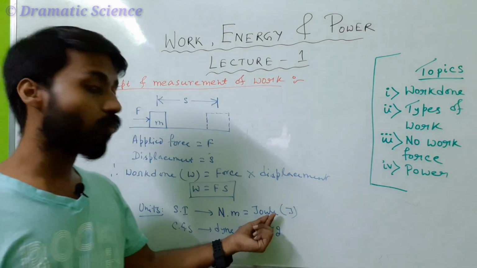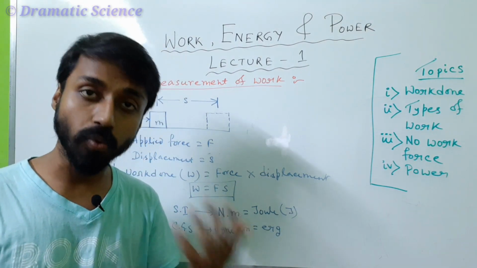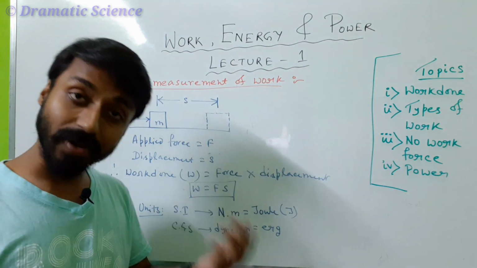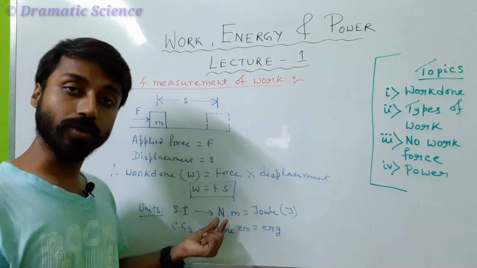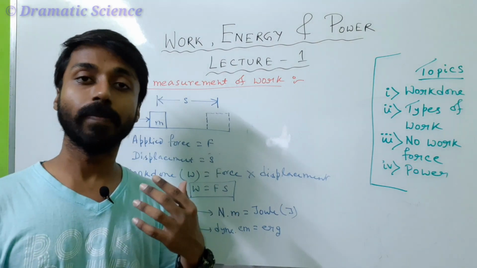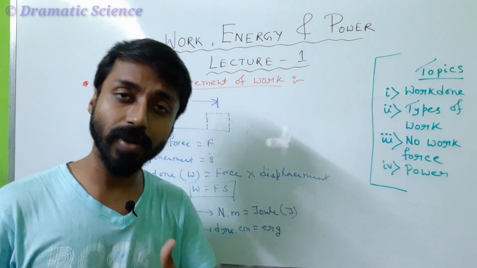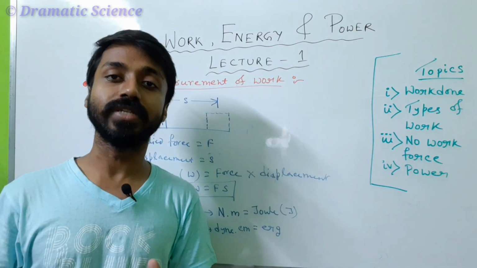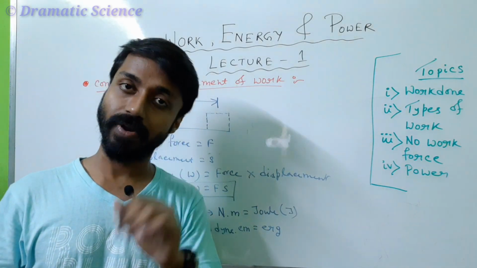So how can we define 1 joule? 1 joule is that amount of work by which a body displaces by 1 meter due to an applied force of 1 Newton, right? That means if we apply 1 Newton force to a body and if the body displaces by 1 meter, then we will say the work done on the body is 1 joule, right?